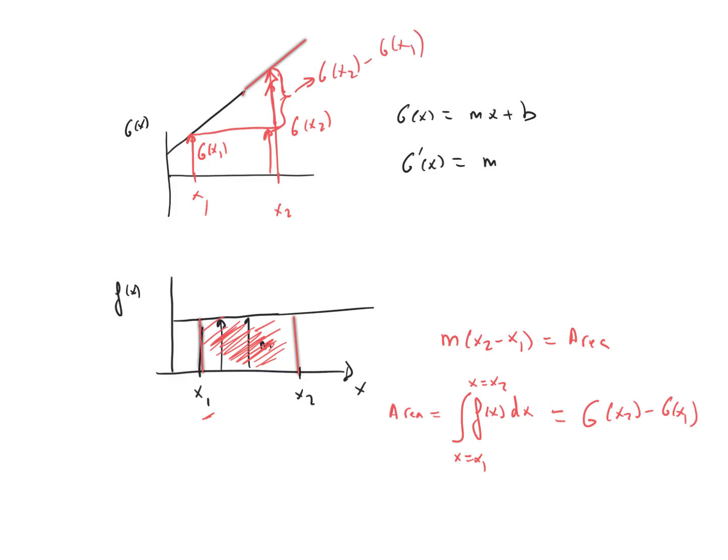What it says is, don't bother to find the area below this curve. Instead of trying to make the Riemann sum to find the area, look for the antiderivative, and the antiderivative will tell you what the area is. How? Between x1 and x2, the area will be g of x2 minus g of x1. And this is what we are going to practice.